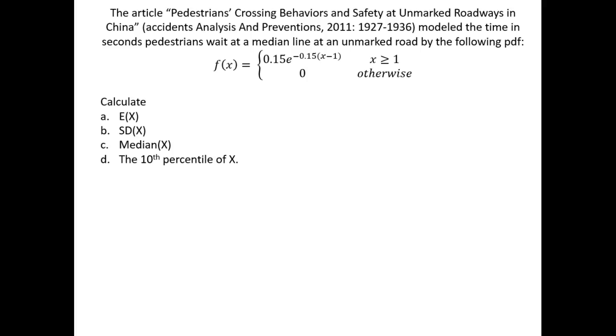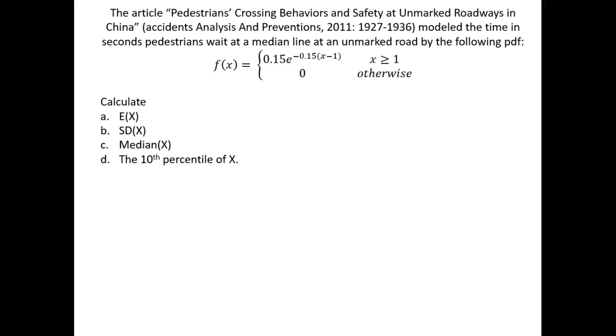The article, Pedestrians' Crossing Behaviors and Safety at Unmarked Roadways in China, modeled the time in seconds pedestrians wait at a median line at an unmarked road by the following PDF, where f of x is equal to 0.15 e to the negative 0.15 x minus 1, where x is greater than or equal to 1. So from 1 to infinity is where x exists.